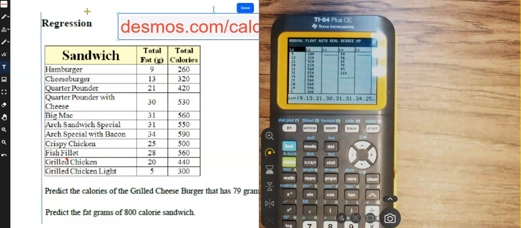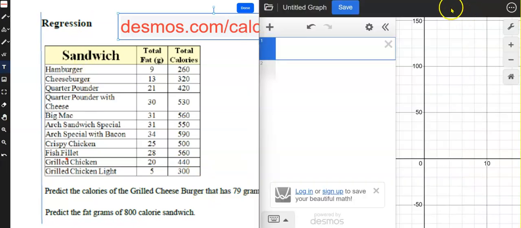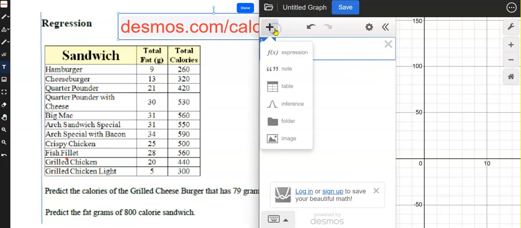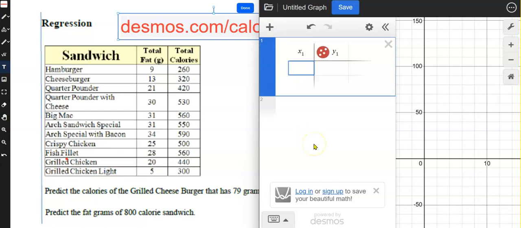Now, if you're using Desmos, you'll want to go to this little plus button right here, click on it, and choose Table. And when you choose Table, then you can start entering your data. So get your data entered into one or the other.